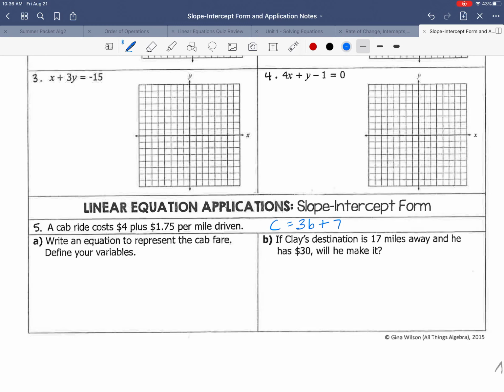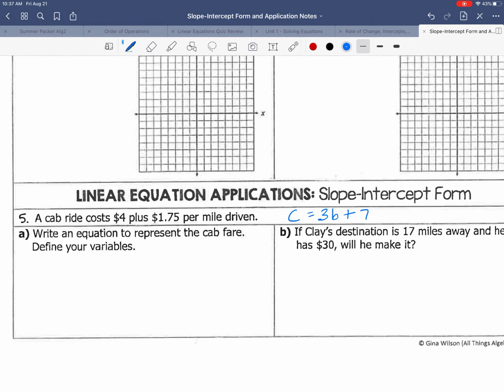So an example of how we're going to start out with that would be on number 5 here. And it says a cab ride costs $4 plus $1.75 per mile driven. Part A says write an equation to represent that cab fare and define your variables. That's the first thing you should always do with these word problems.